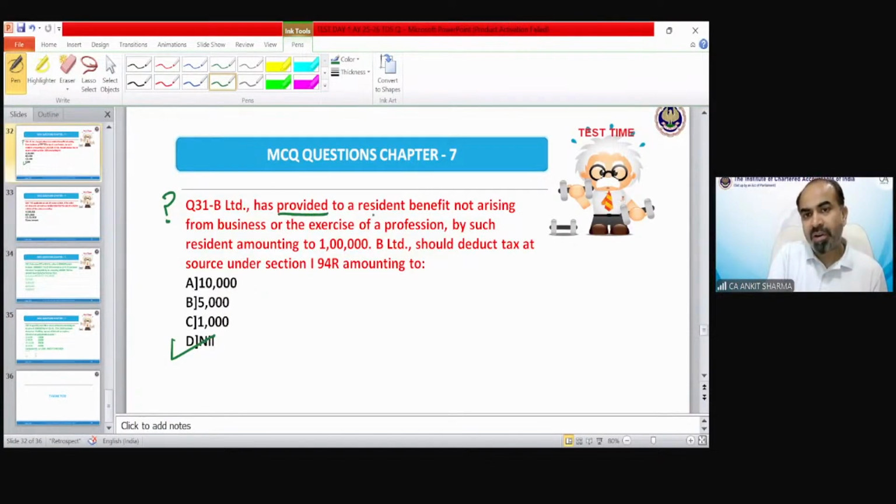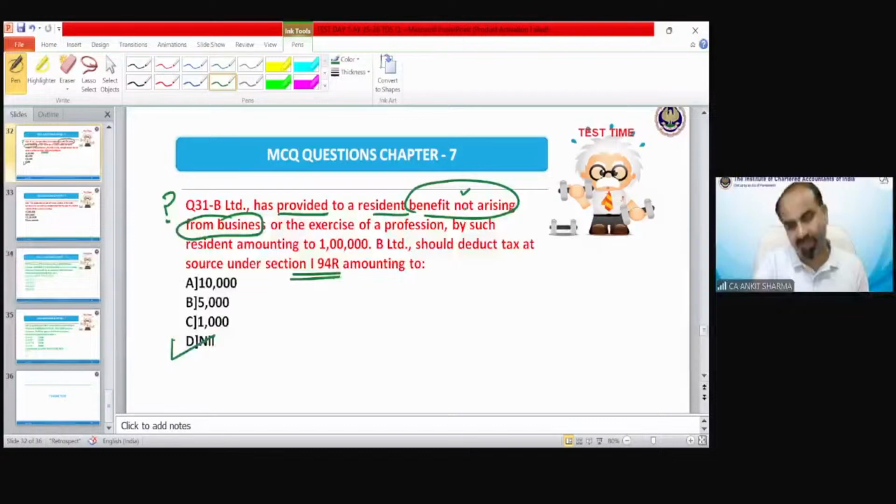The question says the company has provided a resident a benefit not arising from business. 194R is applicable when the benefit is arising from business. I have changed it and written down, not arising from business. You just did not read the question properly, and most of you are giving the answer 10,000, which is wrong. In this case, the correct answer would be D. So those who have given the correct answer, well done.